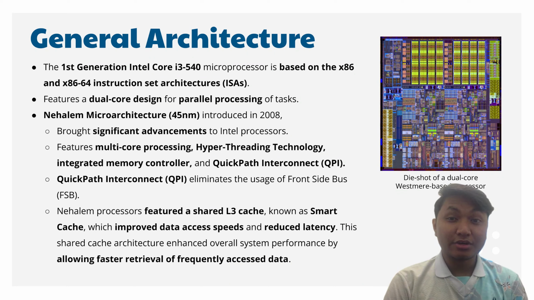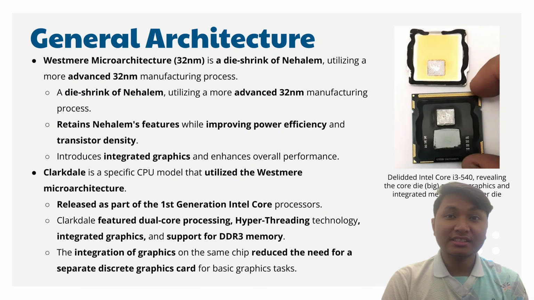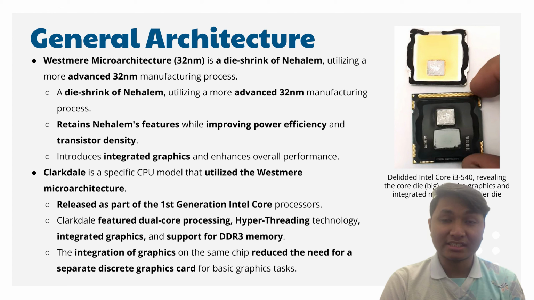The first generation Intel Core i3 540 CPU is based on the Clarkdale microarchitecture, which is a significant advancement over the previous Nehalem architecture. Clarkdale is a part of the Westmere family, a die shrink of Nehalem, featuring improvement in performance, power efficiency, and integration. Transitioning from Nehalem to Westmere and subsequently Clarkdale represents Intel's continuous effort to enhance performance, power efficiency, and integration in their microprocessors. The die shrink from 45nm to 32nm allows them to improve transistor density and energy efficiency.